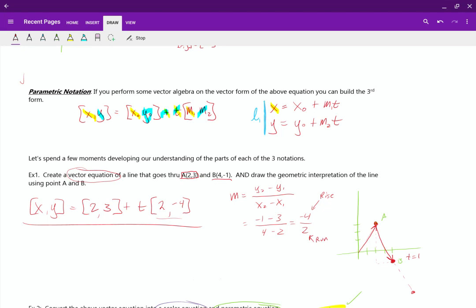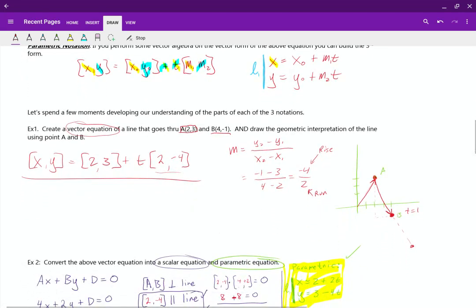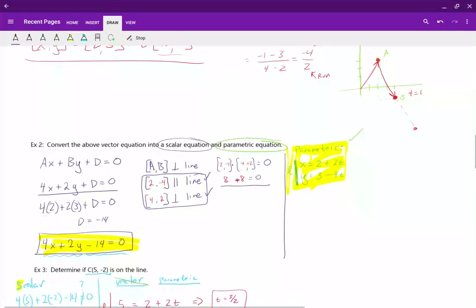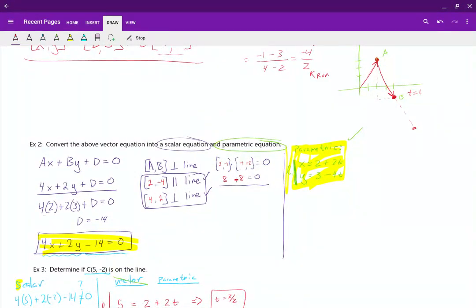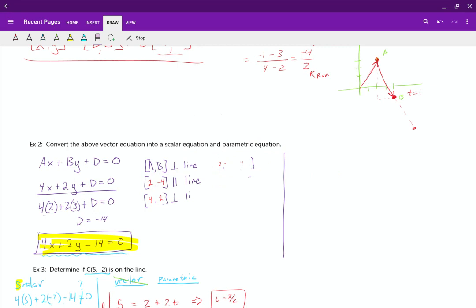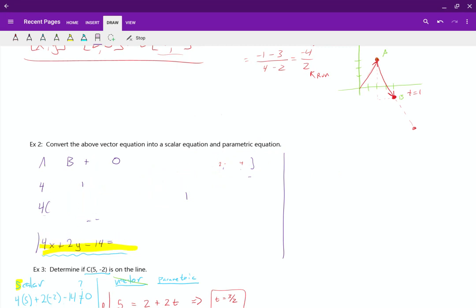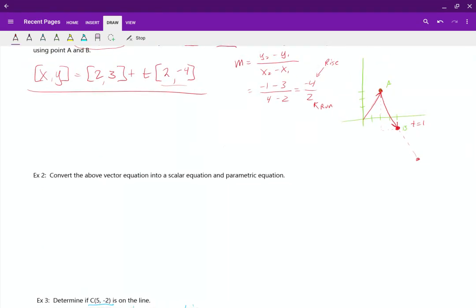Okay, don't forget that. All right. So now what we're going to do is convert the above equation into parametric and scalar forms. Okay. So basically, again, I'll start this over so we can kind of see it all happen. So the above equation is here. I'll go ahead and bring it down. So x, y equals 2, 3 plus t times 2, negative 4.